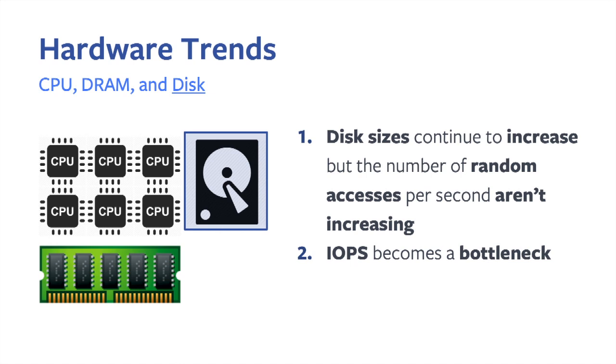Third, this should not come as a surprise, but disk sizes continue to increase year over year, while the number of random accesses we have is not increasing. So in our clusters and data centers, what we are seeing is that instead of storage being a bottleneck, IOPS, or IO per second, becomes a bottleneck.